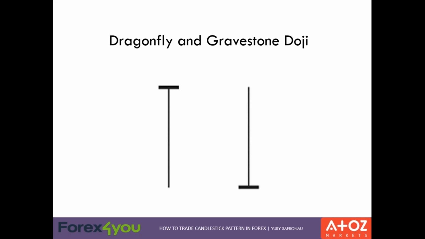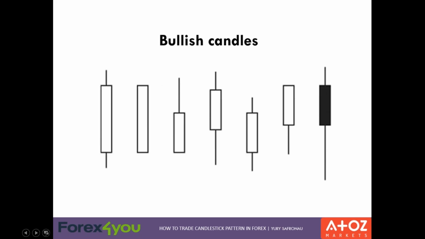Gravestone Doji form when the open, low, and close are equal and the high creates a long upper shadow. The resulting candlestick looks like an upside down letter T, with a long upper shadow and no lower shadow. Gravestone Doji indicates that buyers dominated trading and drove prices higher during the session. However, by the end of the session, sellers resurfaced and pushed prices back to the opening level and session low. Alright. The next slide shows you bullish candles.